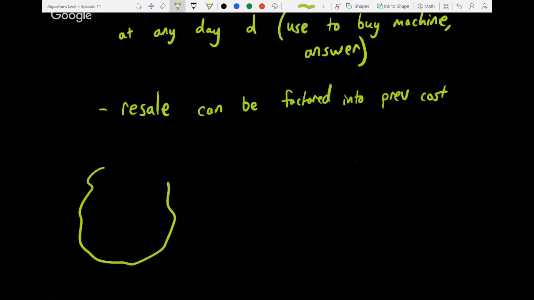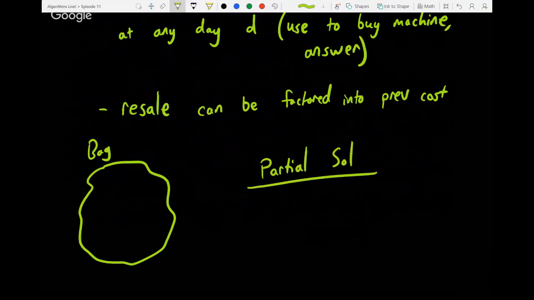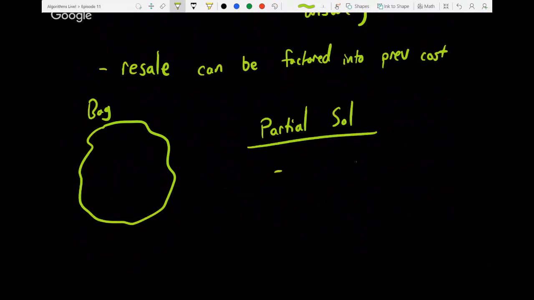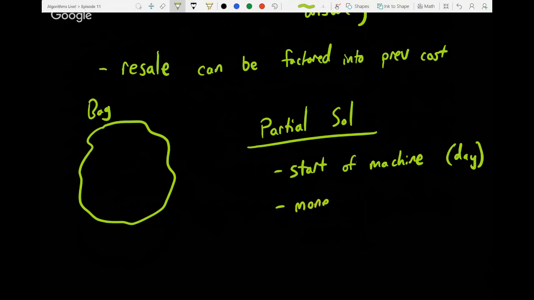Okay, so now we get to our solution bag. Our bag is going to have all these partial solutions that I'm generating at a given time. And here's what my partial solutions are looking like so far. I need to know the start day. So when did this machine start? When did it start making money for me? And what was the day of that? Because if I know that, then I know how much money it's made on day X so far. I need to know the money it generates.